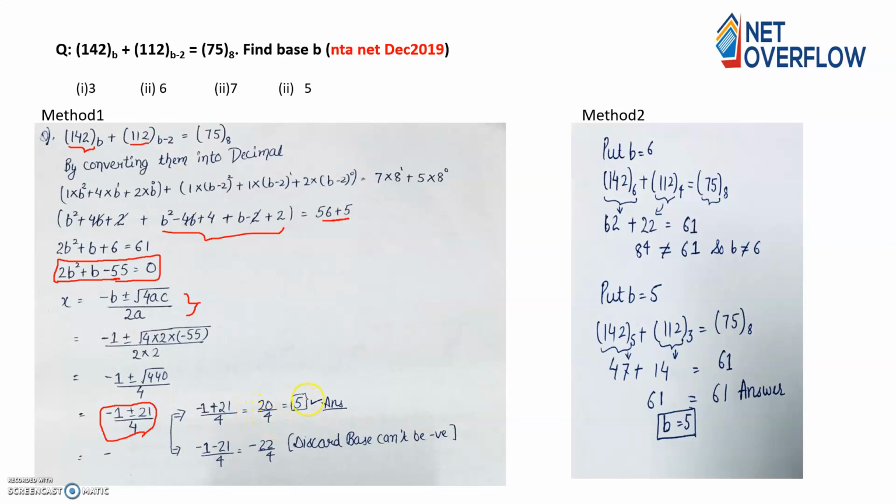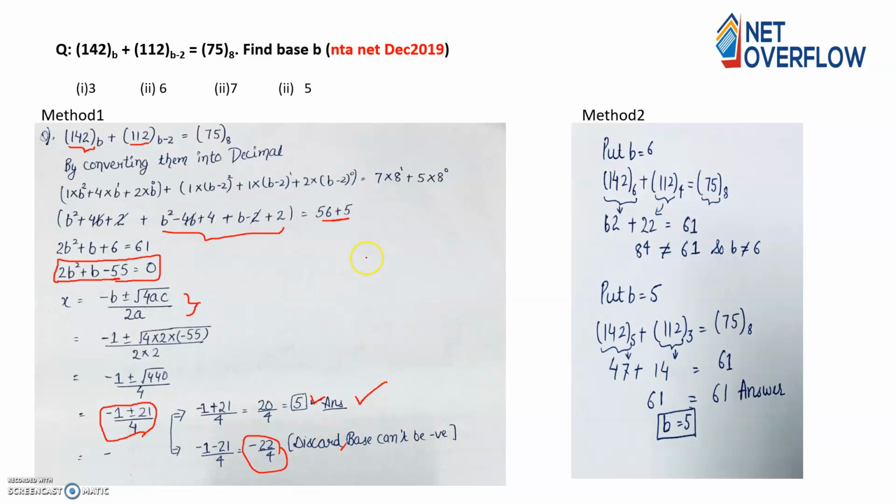So we'll get 5, right? We'll get 5. So the first root is 5. Now we have to check whether a second root is available or not. For this we have to put minus instead of plus, so we get minus 1 minus 21 divided by 4. This is equal to minus 22 by 4. Now we see there is a minus sign and we know that the base cannot be negative, so we discard this root and we'll get the answer as 5, right?